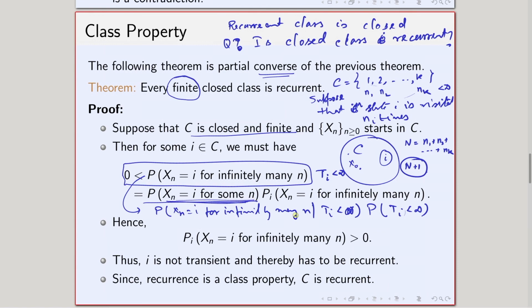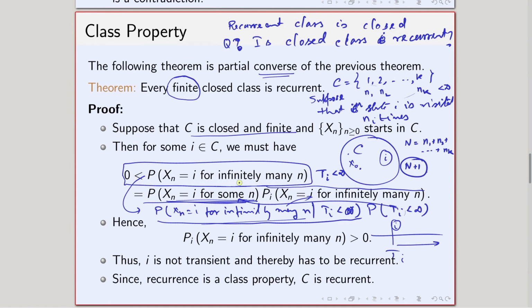Now, using the strong Markov property, it basically means that once I am in i, the next part does not depend on the earlier part, and it is only that I start from i. So, now I start from i and visit the state i infinitely many times. This probability is the same as this part of the probability.